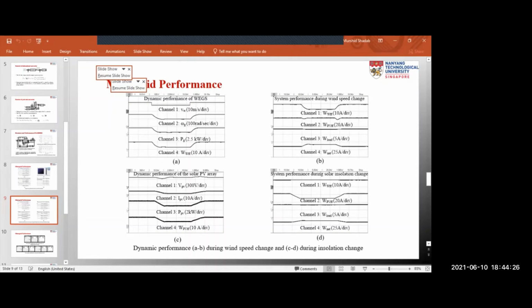Similarly, in C and D, we see the performance when the solar insolation is changed from 1000 watt per meter square to 500 watt per meter square. So accordingly, the power generation from the solar PV array also reduced, and it has settled at around half of what it was at 1000 watt per meter square, around 50%. This has also impacted in a similar way.